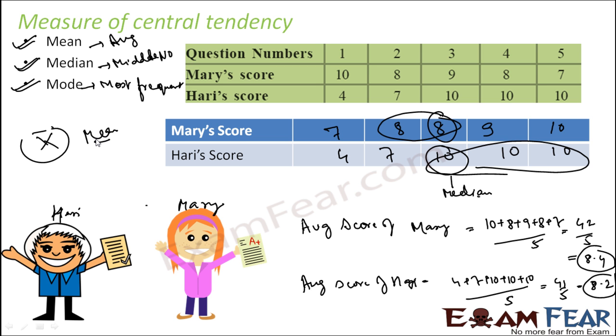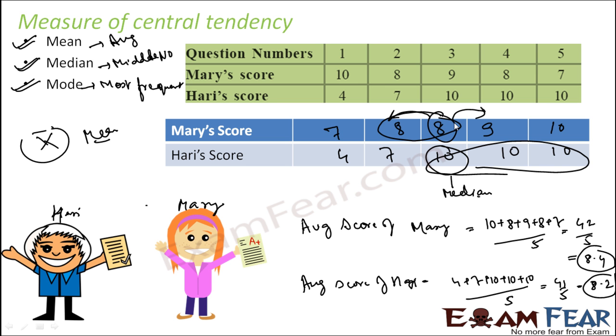Okay, so it will tell you the exact average. Median will tell you where the central number lies. For example, in this case, median is 8. That means 50% of the numbers are less than 8, 50% of the numbers are more than 8, something like that. And mode tells you which number is most frequent.